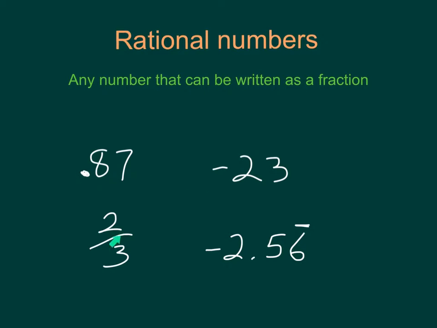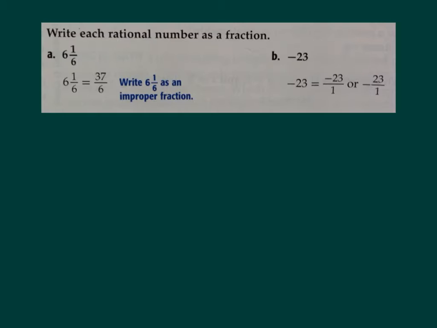Now the first three that we look at, those are probably ones you're familiar with. We can write those as fractions. Today we're also going to look at how do we write a repeating number as a fraction. If we need to write a rational number as a fraction, there's two examples here. Let's take a look at B here.